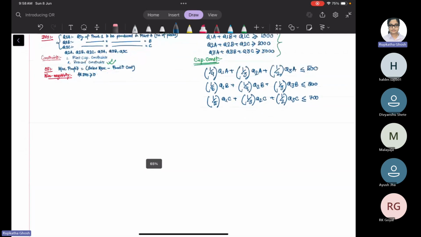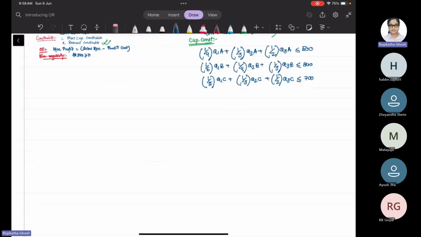So now what is left? The objective function. For the objective function, I will break it down to simplify. We have max profit, which is nothing but the difference between your sales revenue and the production cost, right? So what will be your sales revenue? How will you write it? What is the statement in your question?